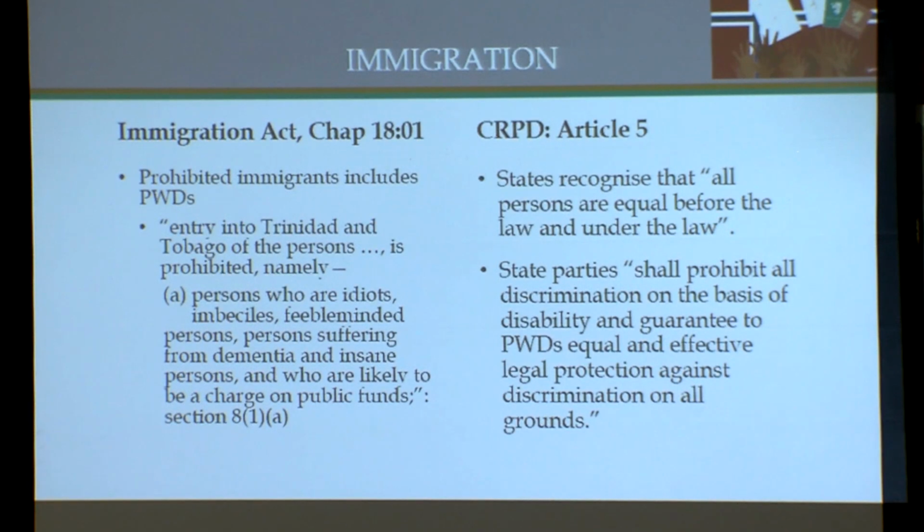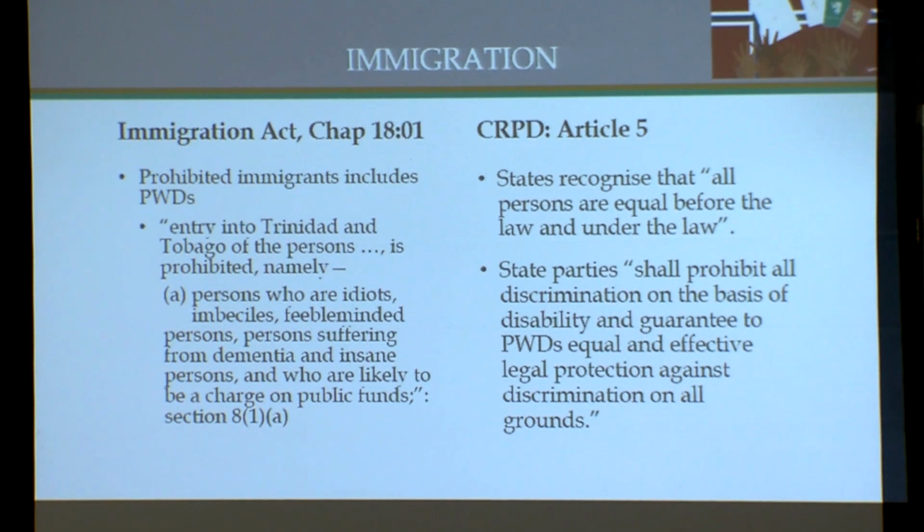This is what is in our Immigration Act. And again, the quotation marks are deliberate, right? This is not me calling anybody an imbecile or an idiot or feeble-minded, right? And people don't know this, but this is what our Immigration Act says. Yes, if you fall into these categories, an immigration officer is not allowed to permit you to enter Trinidad and Tobago.